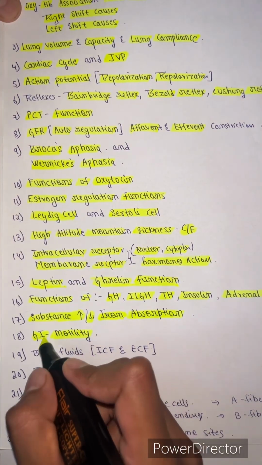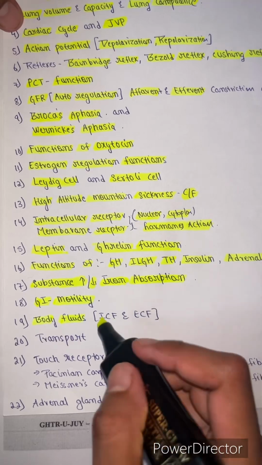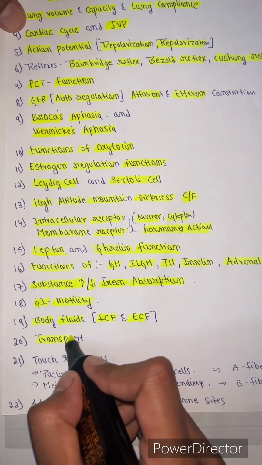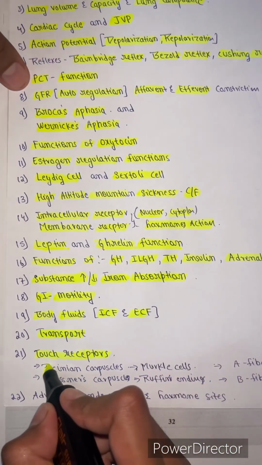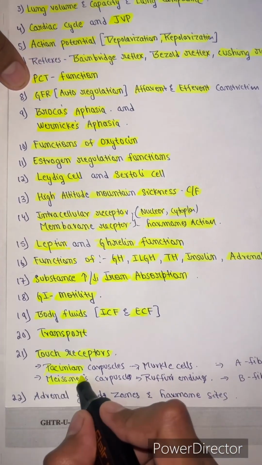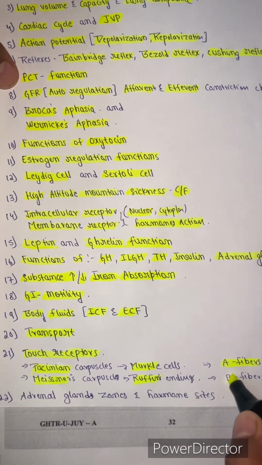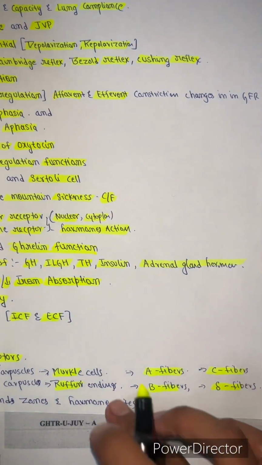Next we have body fluids, like intracellular fluid composition and extracellular fluid. You should know this very well. Then we have transporters. Then we have touch receptors like Pacinian corpuscles, Meissner's corpuscles, Merkel cells, Ruffini endings, and A fibers, C fibers, B fibers, and delta fibers. So these fibers also you should know.